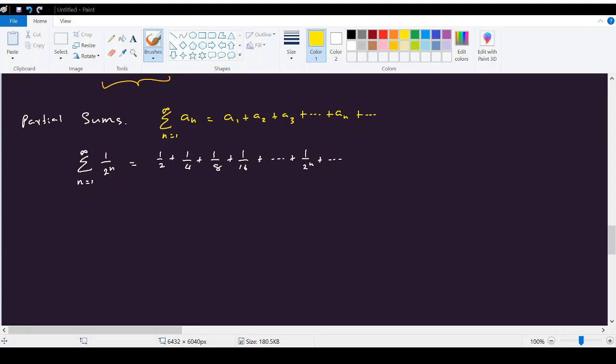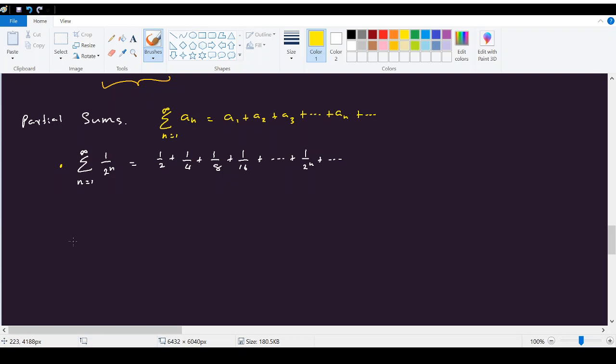For any given series, if we denote it with the general format of sigma a_n from 1 to infinity, or in other words a1 plus a2 plus a3 plus up to infinity. Say for example, if we take the series of 1 divided by 2^n, which is equal to this one, right?